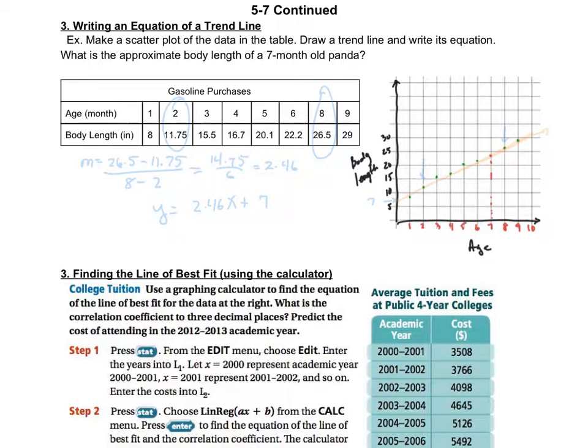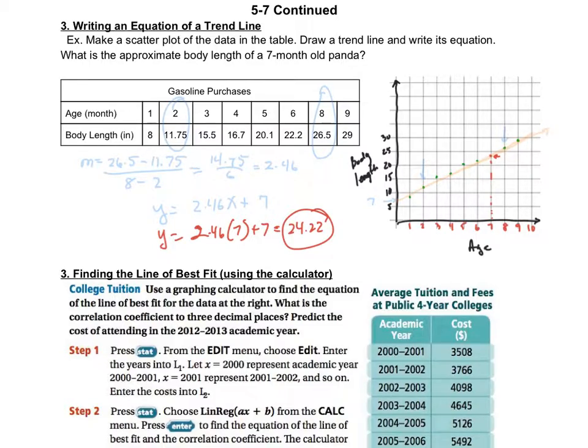But if I go ahead and do some inputting, if I put 7 months into my equation, I end up getting 24.22. So I could estimate somewhere around 23, 24 just based on my line. But of course, if I were to throw it into the equation that I just came up with, it told me that it would be 24.22 inches.